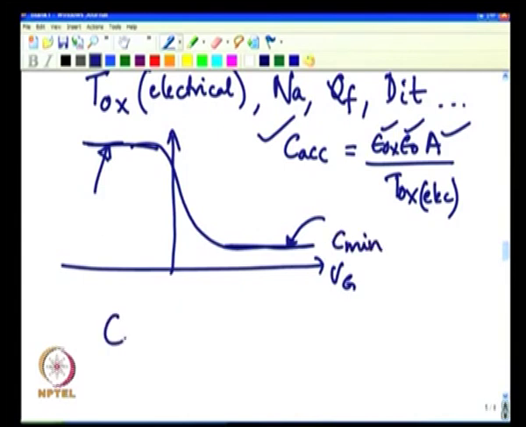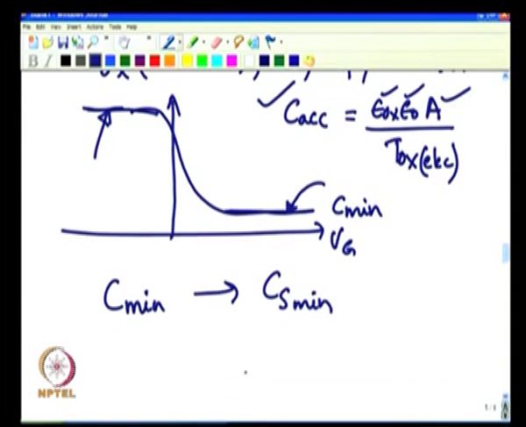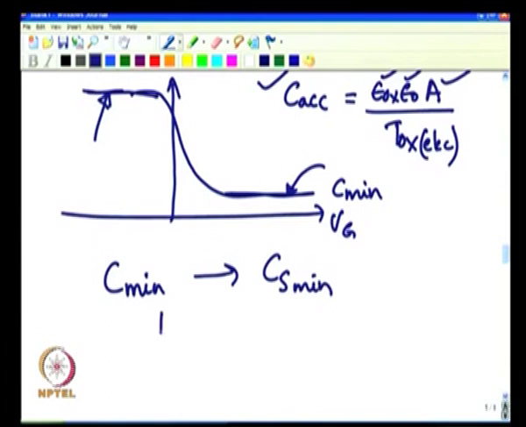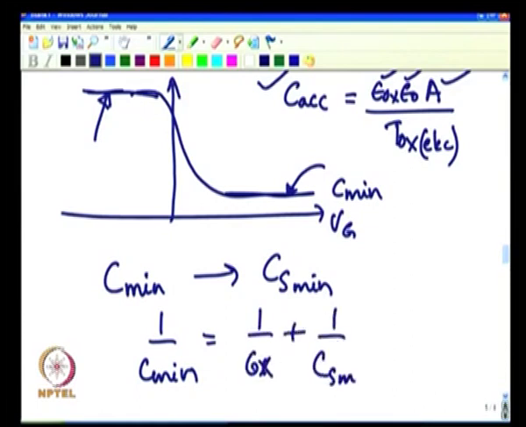Remember that C minimum is essentially determined by the doping concentration. It has a strong influence on minimum capacitance. So, first of all, from this measured C minimum you need to get the silicon C minimum, because this measured C minimum is really silicon C minimum in series with oxide capacitance. In other words, whenever you are doing the measurement, what you measure is really always oxide capacitance in series with silicon capacitance, correct.